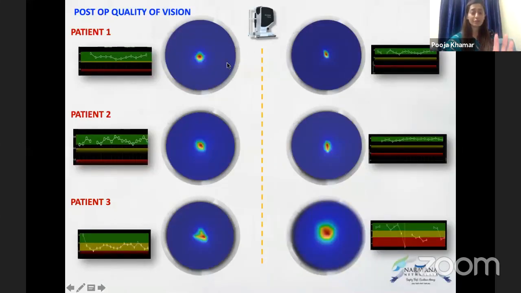The first patient, with normal epithelium and normal nerves, has very good vision. However, with irregular epithelium and abnormal nerves, the visual quality drops. And this is how they see. And these are the patients who come into your clinic post-operatively complaining of glare and halos, which are way beyond your dry eyes or ocular surface health.